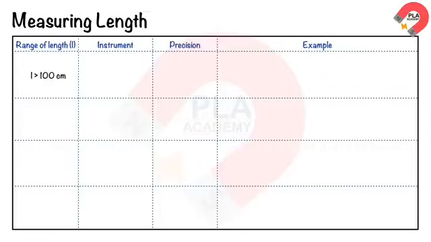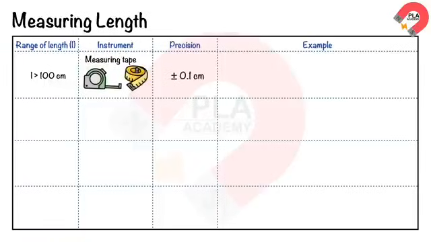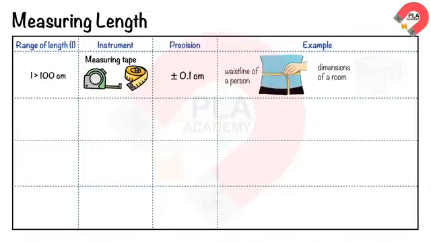Lengths exceeding 100 centimeters. We can use the measuring tape. Its precision is 0.1 centimeters. For example, it is used to measure the waistline of a person or the dimensions of a room.